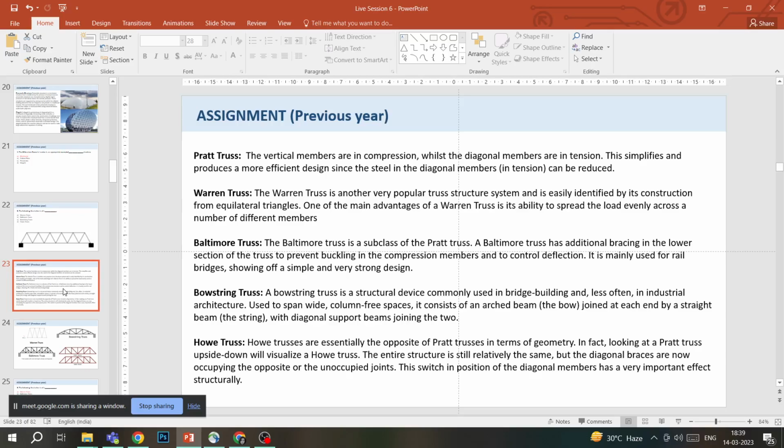With diagonal support beams joining the two. So what is happening in bowstring is that there's an arch. It's called bowstring because it has bows and strings. There's an arched beam joined at each end by a straight beam, which is called the string. So it's an arched beam, and all these beams are joined at each end. The arched beam along with the base beam is joined by straight beams, which are called strings. And then to give more support, diagonal beams are also added.